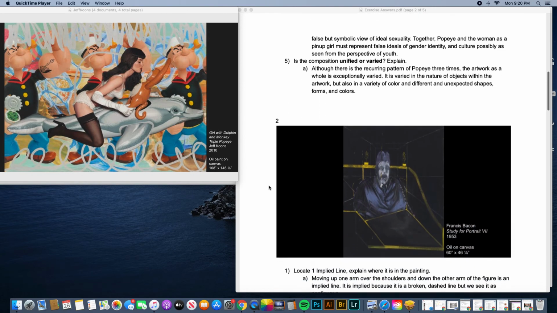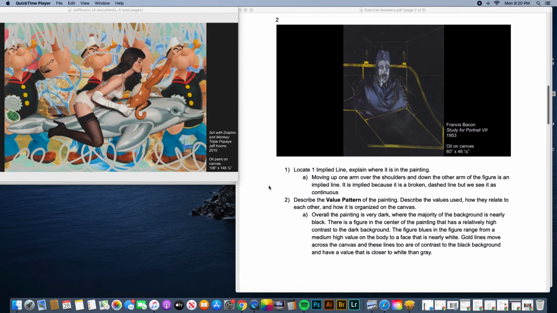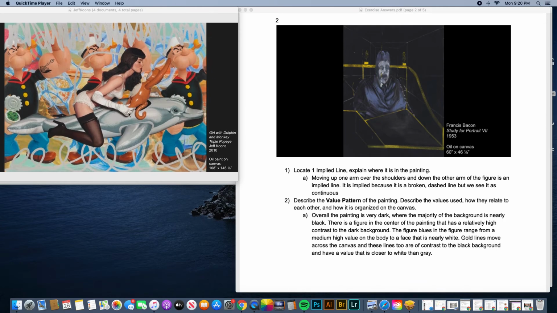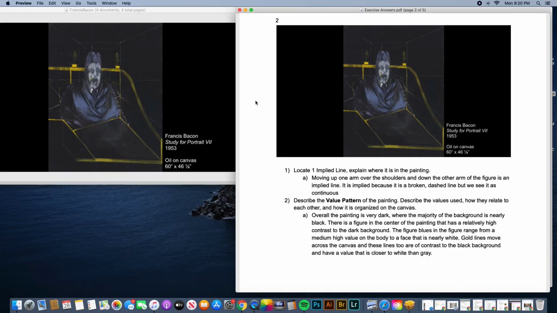On to exercise number 2. We have a painting by Francis Bacon called Study for Portrait 7, painted in 1953. Locate one implied line. Explain where it is in the painting.